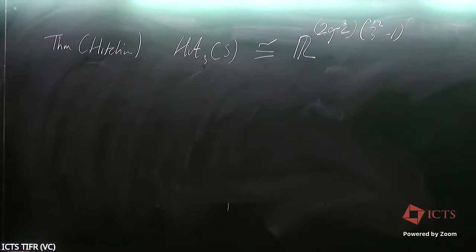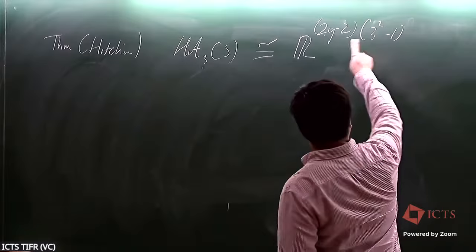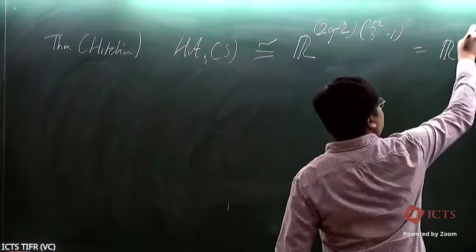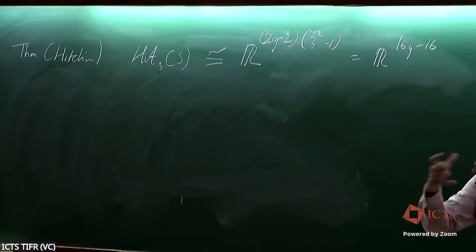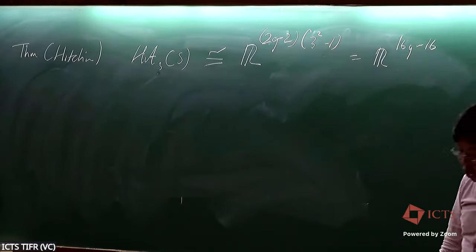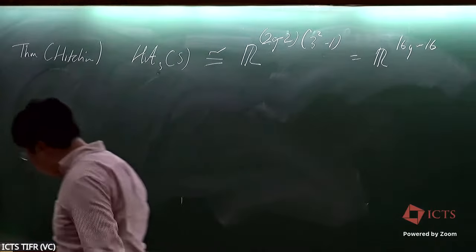Okay, but okay. So let me do this. So what is this? This is 8. So this is 16g minus 16. So it's much larger than Teichmüller space. So Teichmüller space somehow sits inside this Hitchin component with a very large codimension.